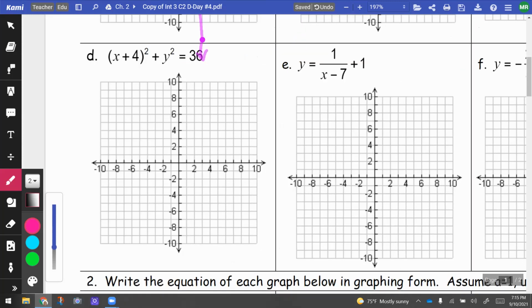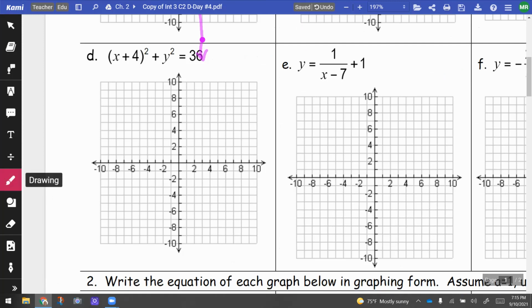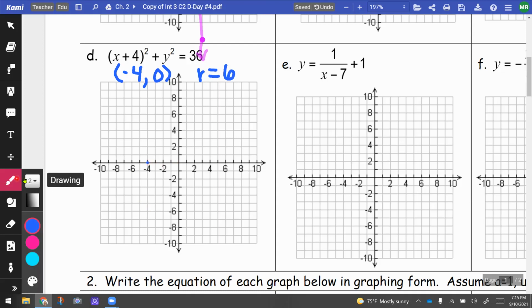Okay, on the next one, this is a circle. And the circle is going to have its center at -4, 0, because there's nothing going on with my y before I square it. And my radius is going to be the square root of 36, which is 6. So I am going to go to -4, 0, and that is going to be my center. Let me make it a little bigger. That's going to be my center, okay?